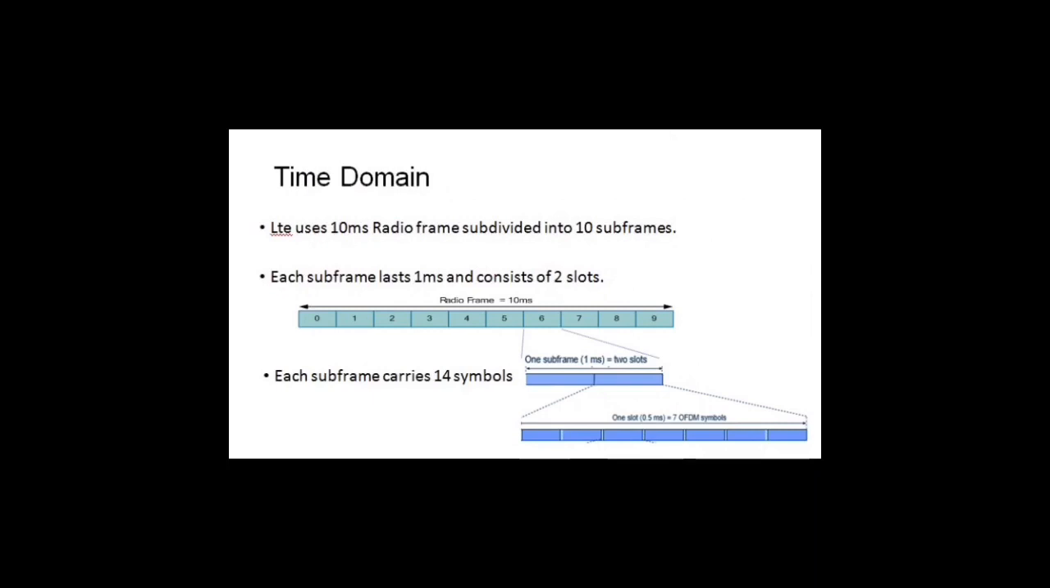Now let us talk about the time domain. In LTE, we have a 10 millisecond radio frame subdivided into 10 subframes. Each subframe lasts 1 millisecond and consists of 2 slots. Each slot lasts 0.5 millisecond and is divided into 7 OFDMA symbols in the case of normal cyclic prefix. One subframe will carry 14 OFDM symbols.